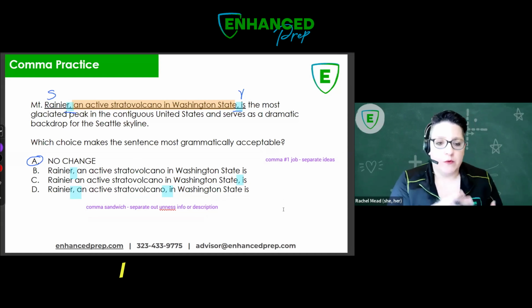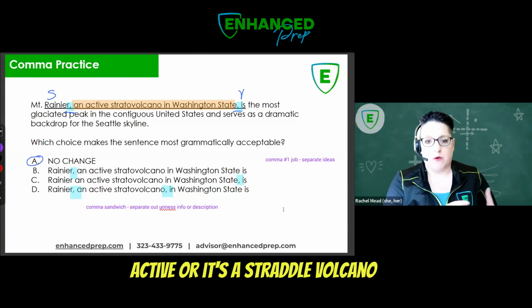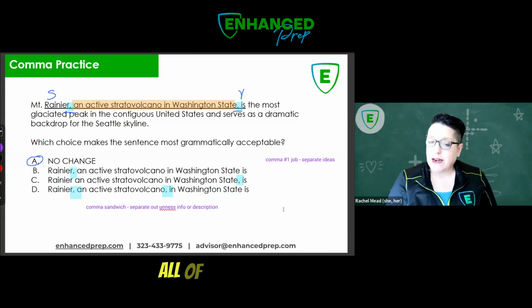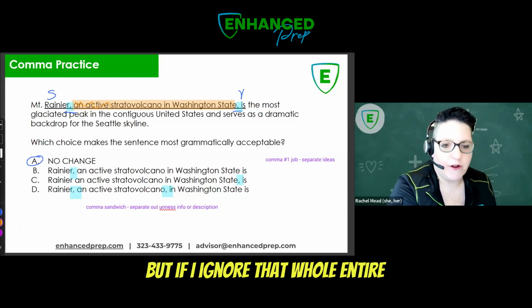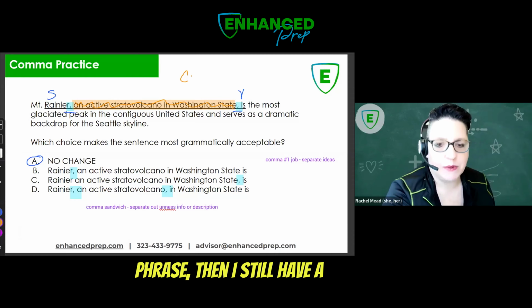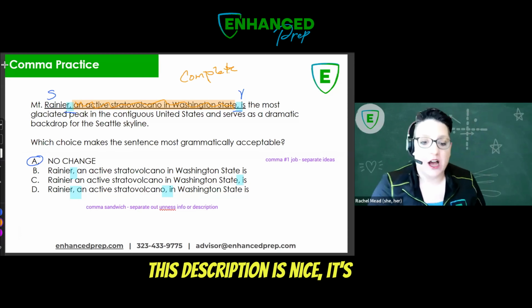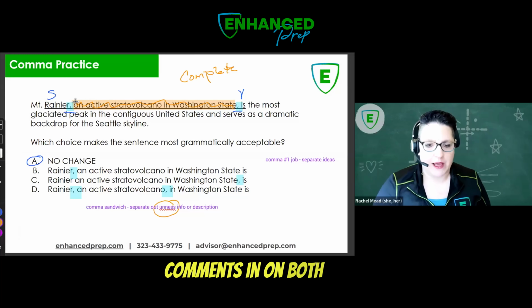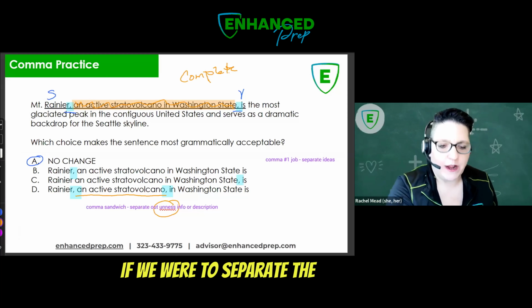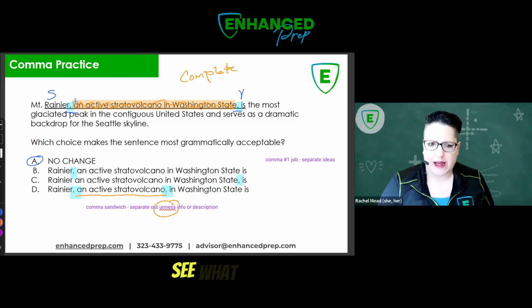Great. So I don't need to know this part, that it's active or it's a stratovolcano or it's in Washington State. All of that is helpful for me. But if I ignore that whole entire phrase, then I still have a complete idea. And that's how I recognize that while this description is nice, it's not necessary. So I'm going to go ahead and put those commas in on both ends. If we were to separate just the phrase "active stratovolcano," let's see what that looks like.